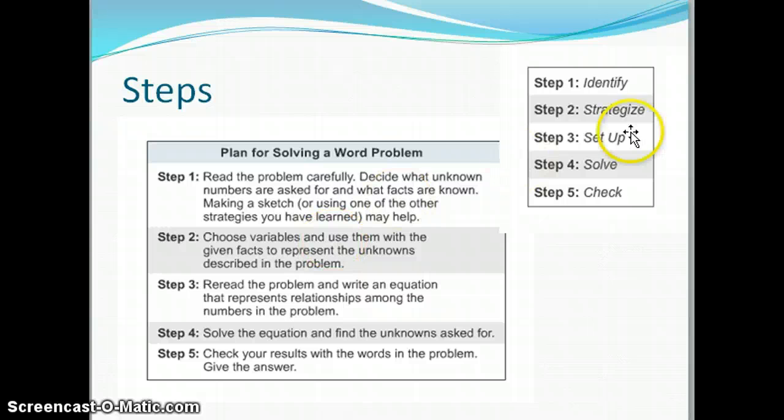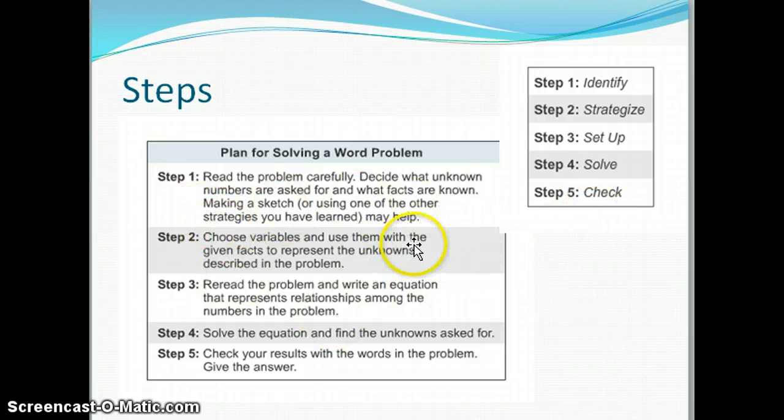Now the steps for solving a word problem we've talked about in the past are: step 1, identify. What's the information that you're given? What's the information that you know? What are you missing? What's important? What's not important? Then find a strategy. Are you going to write an equation? Are you going to draw a picture? Are you going to act it out? What are you going to do? And then in step 3, you actually want to set it up and do the work. Step 4, you're going to do the math and solve it, and then you always go back and check.